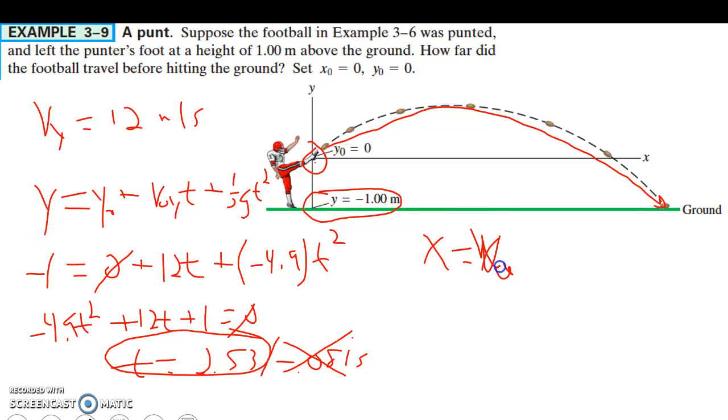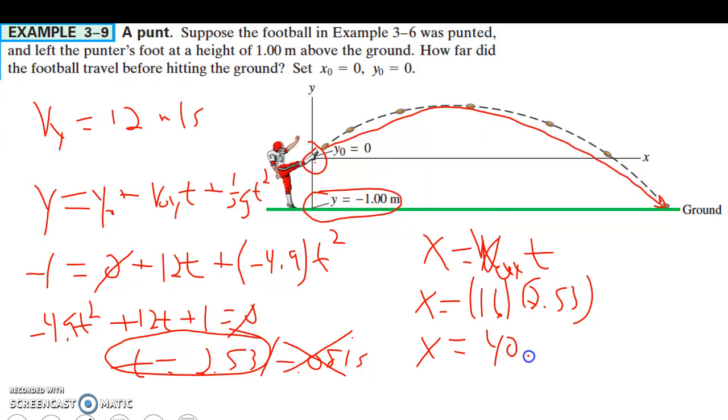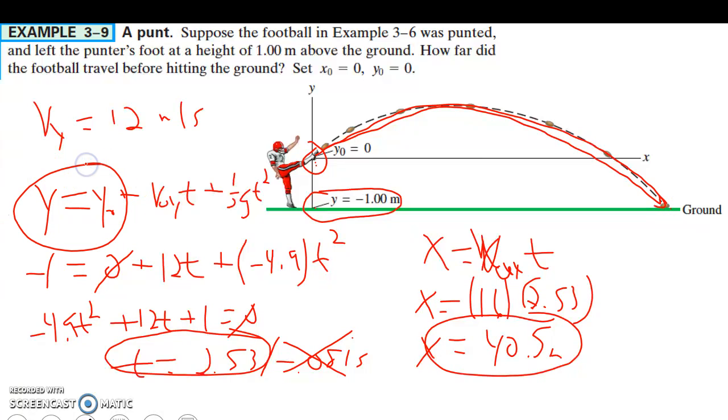Once we know our time, then we can slide right in and use v sub naught x times t to find our distance. So our initial velocity in the x, again from the previous example, is 16, multiplied by my time of 2.53 seconds, and then my x will turn out to be 40.5 meters. So that's how far it went. But you can see when I start below and go until I hit the ground, I can use initial and final distances to solve my problem.